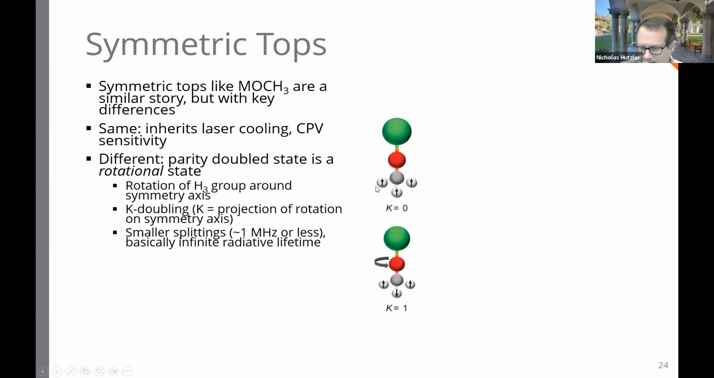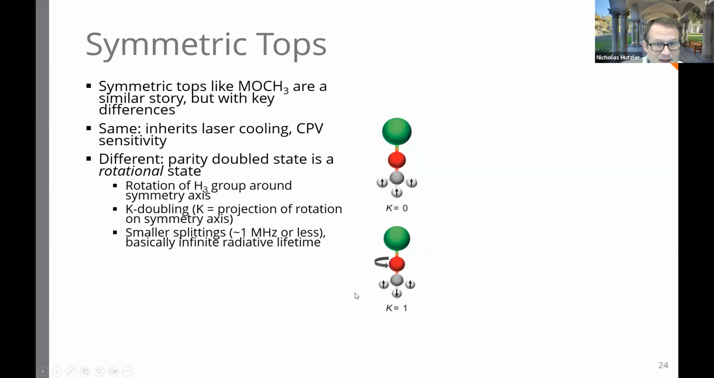There's also a bent state, which has exactly the same parity doubling. But now in the ground electronic and ground vibrational state, there's a rotational state which is parity doubled. It arises from angular momentum projected on the axis, which in this case is just rigid body rotation of this H3 group around the symmetry axis. It can rotate one way or it can rotate the other way. So you get angular momentum on the axis, and so you get parity doubling. In this case, it's called K doubling. K is this projection on the internuclear axis.